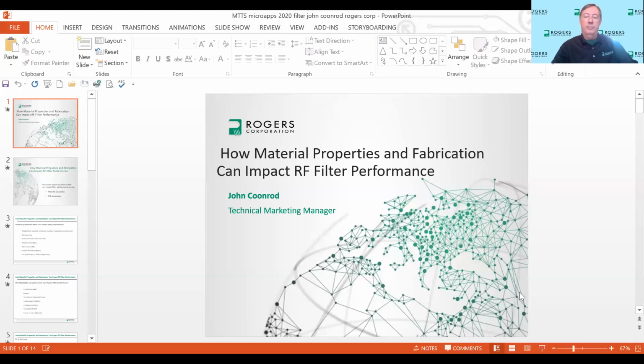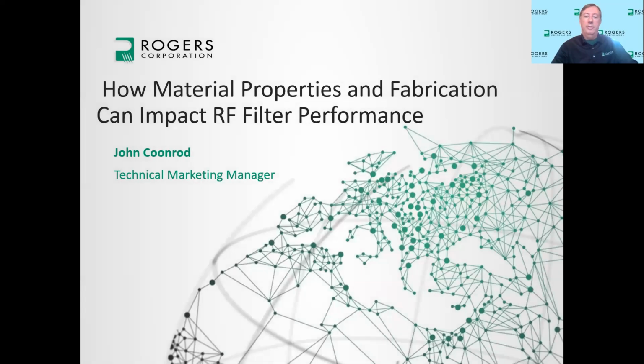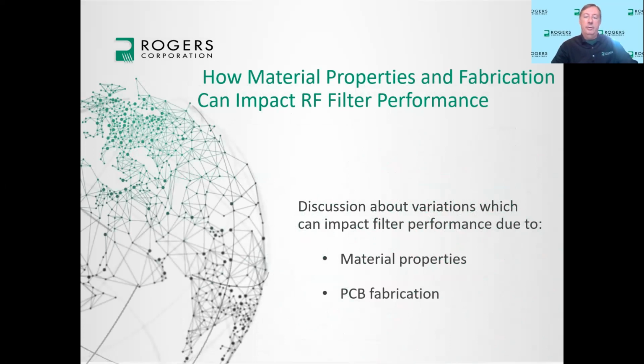Today, I'm going to be talking about how RF filter performance can vary due to normal variation of material properties and also circuit fabrication processes and their normal variations. The agenda that I plan on following is shown here, pretty simple agenda. Basically going to be talking about material properties and their normal variations, as well as printed circuit board fabrication and some of their process normal variations.